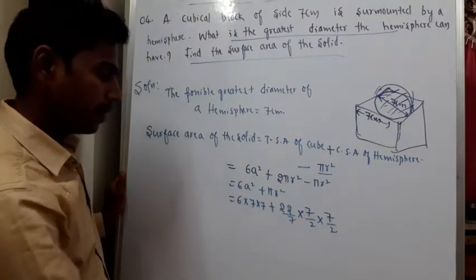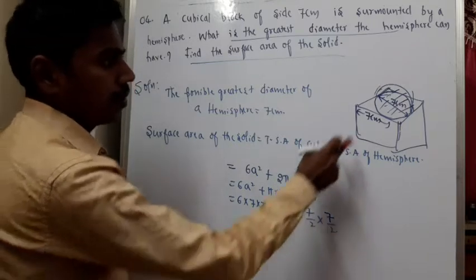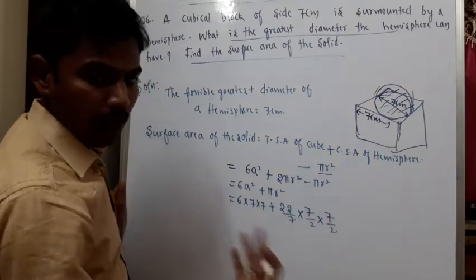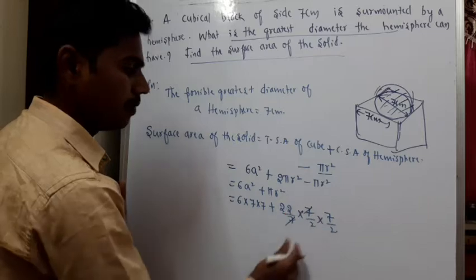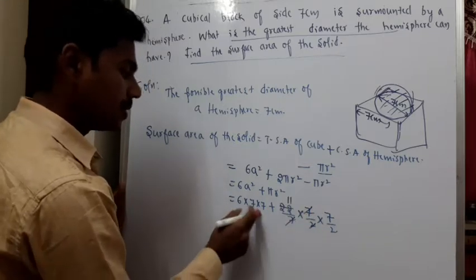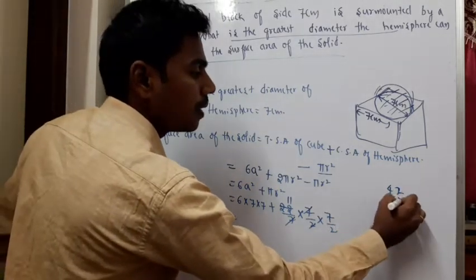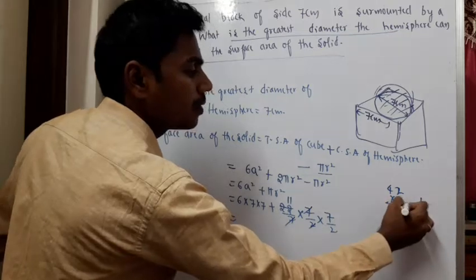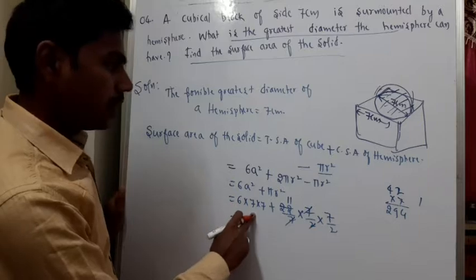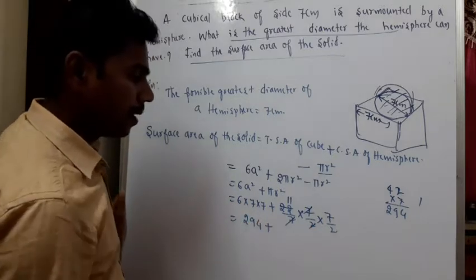Yes or no? 7 by 2. So r square: diameter is 7, so r is 7 by 2. D by 2 is nothing but r. So this 7 will get cancelled. 2 ones are 2, 11s. 6 sevens are 42. 42 into 7: 7 2s are 14, carry 1, 7 4s are 28, so 294. So 42 into 7 is nothing but 294. I'll keep this as it is.